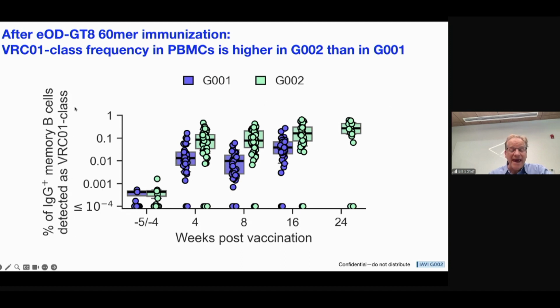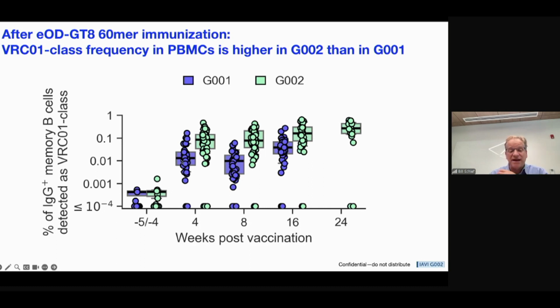On the y-axis it's the frequency of VRC01 class B cells among IgG memory B cells in the PBMCs of each participant. So this is what we want to know. This is the fundamental readout. And you can see prior to vaccination, we sorted PBMCs from these individual trial participants, the volunteers, and there's hardly any VRC01 class detectable. 4 weeks after the first vaccination, this was the data from G001.